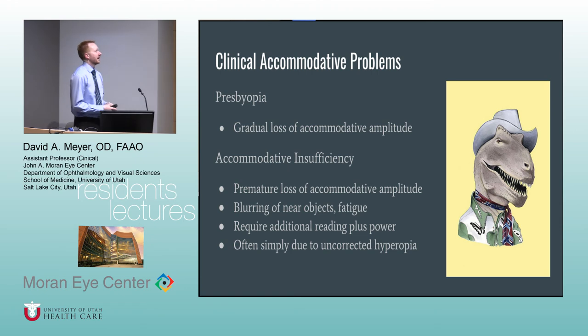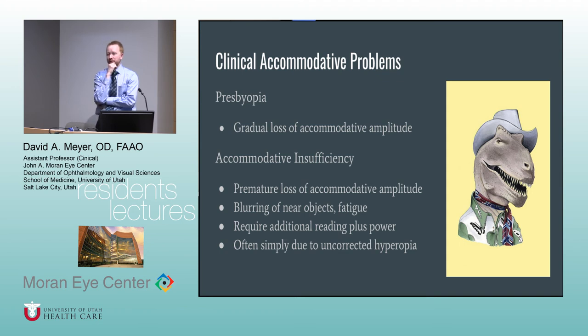Okay. So, combinative problems. You'll see these. So obviously, presbyopia, gradual loss of accommodative amplitude, you all know that. There's this thing called accommodative insufficiency, basically a premature loss of accommodative amplitude. They just can't accommodate as well as they probably should. Near objects are really blurred. They get really fatigued. They talk about how they have to hold things out here. And a lot of times this is not even presbyopes.